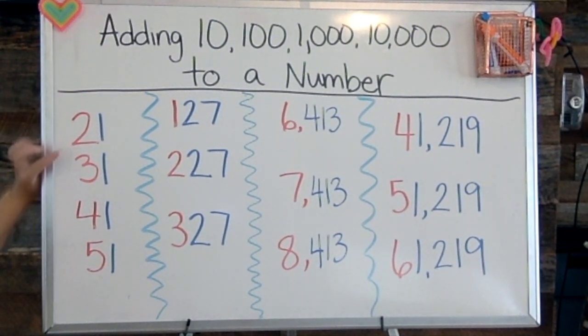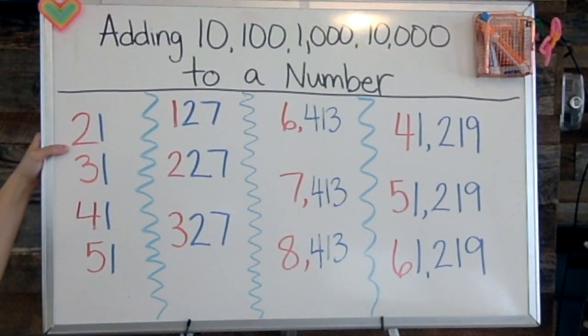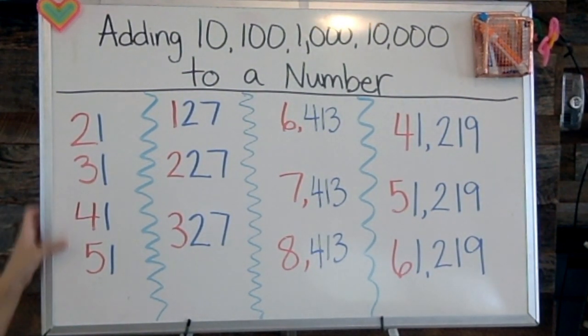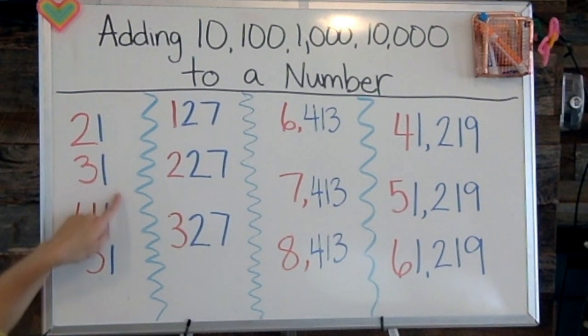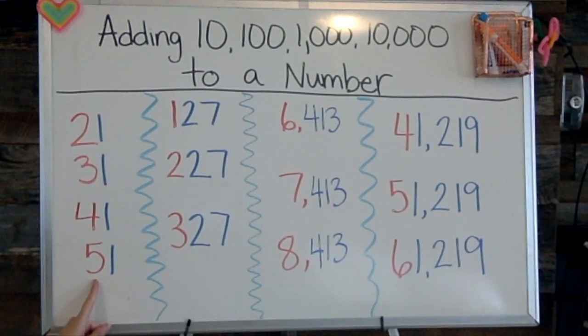You've got the numbers 21, 31, 41, and 51. So in this column, you're adding 10 to the number above. So 21 plus 10 is 31. 31 plus 10 is 41. 41 plus 10 is 51. Do you guys see a pattern here? This back number doesn't change. The place value that we're paying attention to is the tens place because we're adding 10. Everybody say tens place. When we are adding just 10 to a number, we find the tens place, okay?